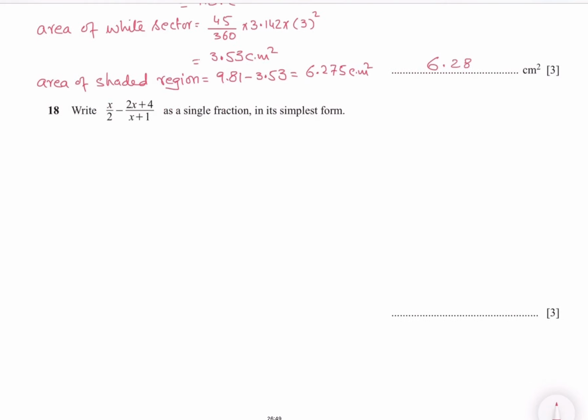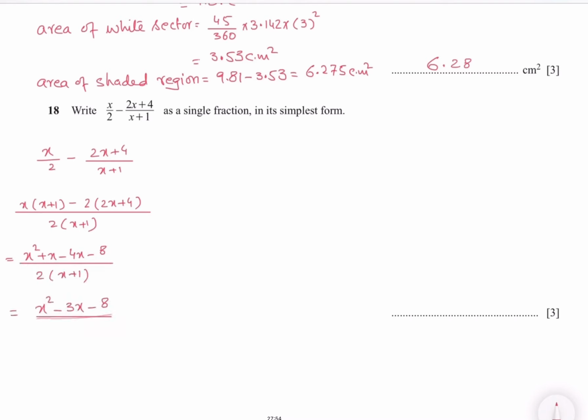Question number 18. Write this as a single fraction in its simplest form. So cross multiply, take the LCM, 2 times x plus 1. Now 2 and 2 are the same, so x will multiply with x plus 1, minus x plus 1 will cancel each other out. So 2 will multiply with the numerator, 2x plus 4. Now simplify from here. So this is your final answer.